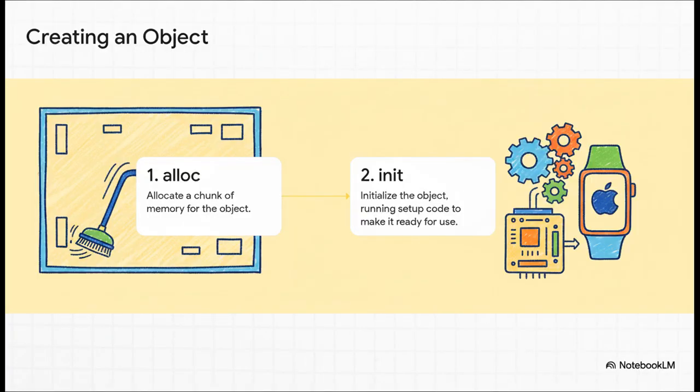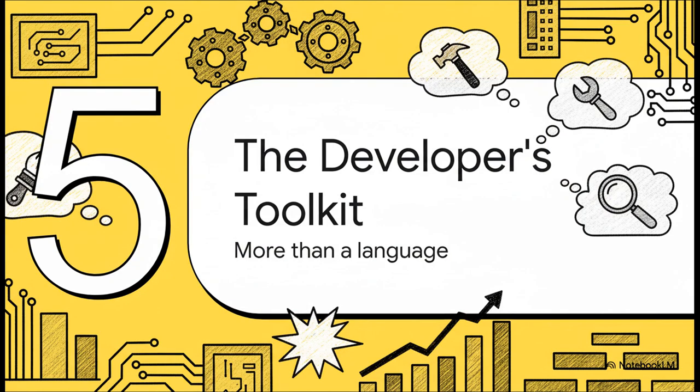And creating one of those objects is always this two-step dance. It's a rhythm. First, you call alloc, that's short for allocate, which basically tells the computer, hey, set aside a chunk of memory for the new car I'm about to build. It's like clearing a space on the assembly line. Then, you immediately call init, initialize, which runs all the setup instructions to make that car actually ready to drive. So it's always alloc, then init. That's the mantra.